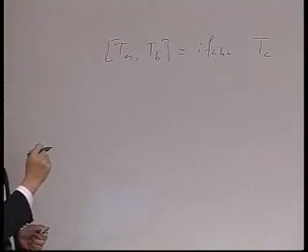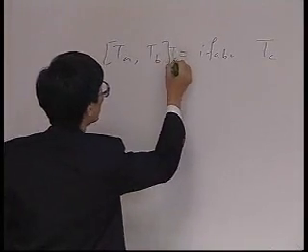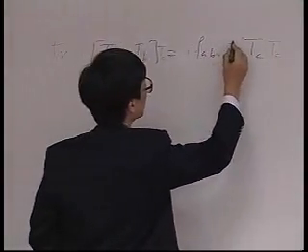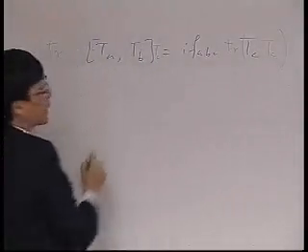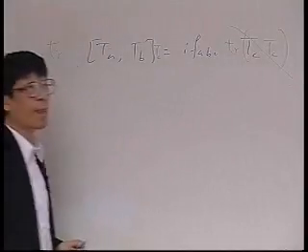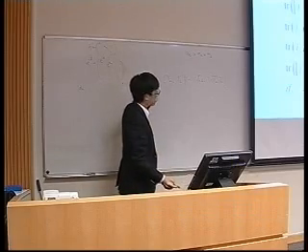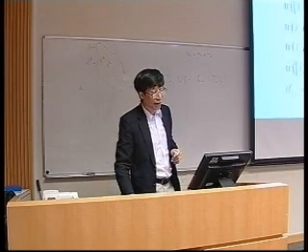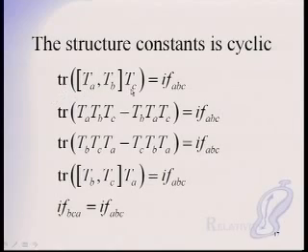Now I multiply by TC and I take the trace. Okay? Now the trace of TC with TC is 1. So that gives me this line, that IFABC is a trace of TATB commutator multiplied by TC. Right? So let's write it out. This is TATB minus TBTA.